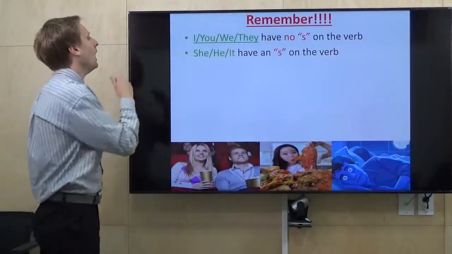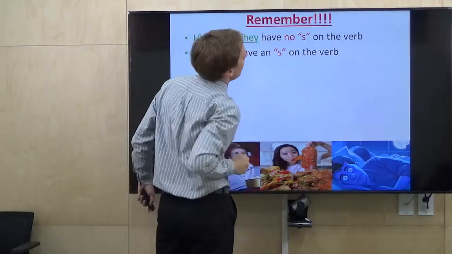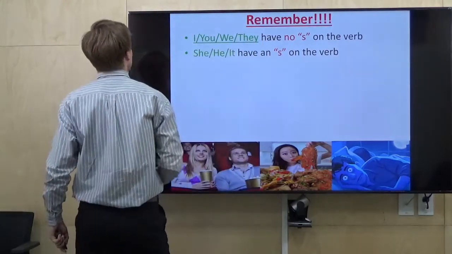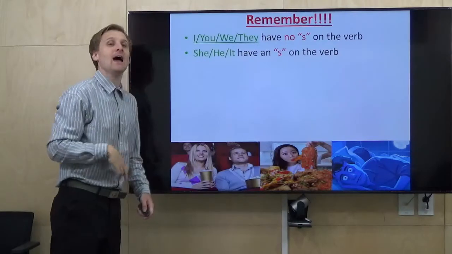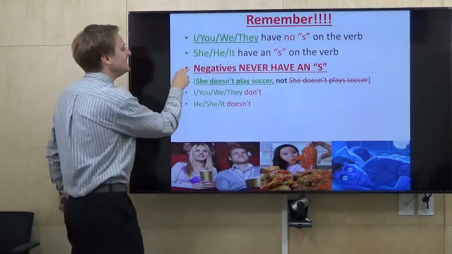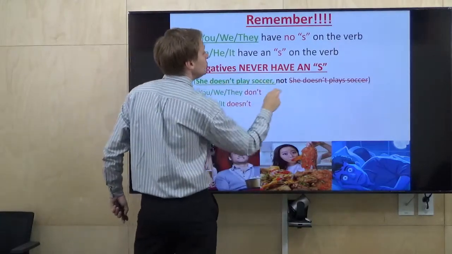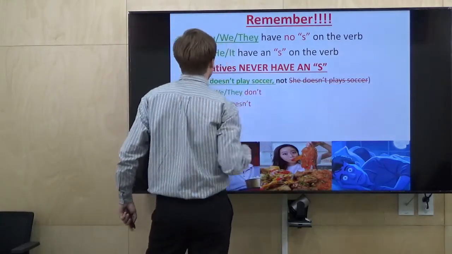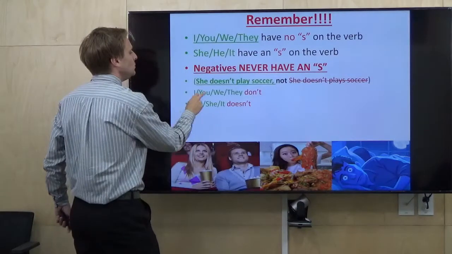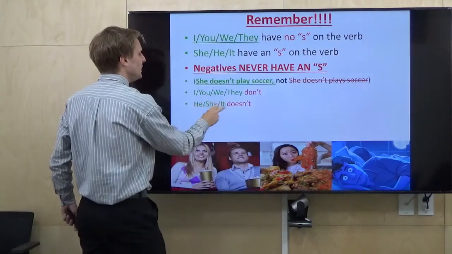Okay. So, I, you, we, and they have no S on the verb for a basic sentence. She, he, and it have an S on the verb. Negatives never have an S. She doesn't play soccer, not she doesn't plays soccer. For a negative, I, you, we, they don't, he, she, it doesn't.